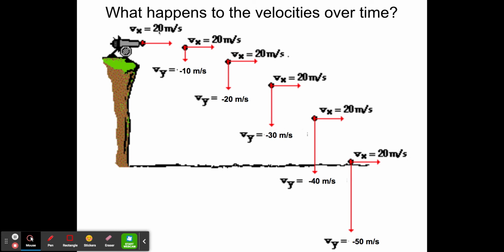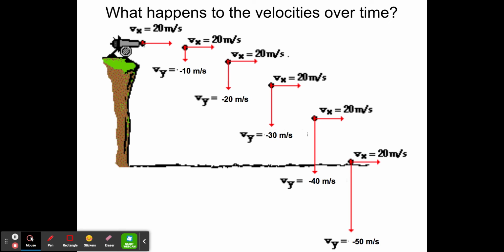So what happens to the velocities? Well, we've got two different velocities we want to keep track of. The velocity in the horizontal direction, we'll call that Vx. Vx is, as we've said, a constant. So let's pretend we shot it to the side at 20 meters per second. Vx would stay 20 meters per second the whole time. It would never change.